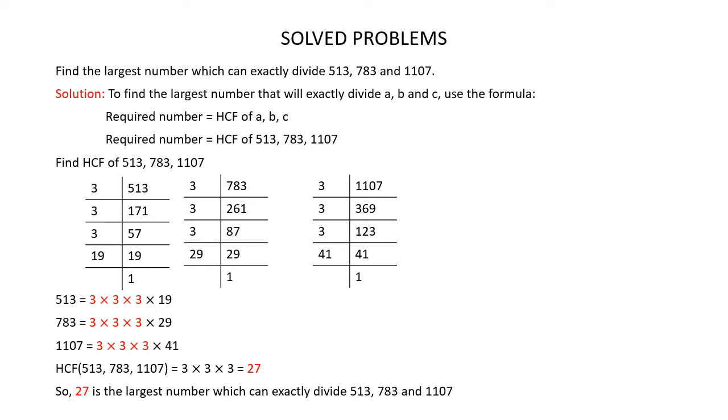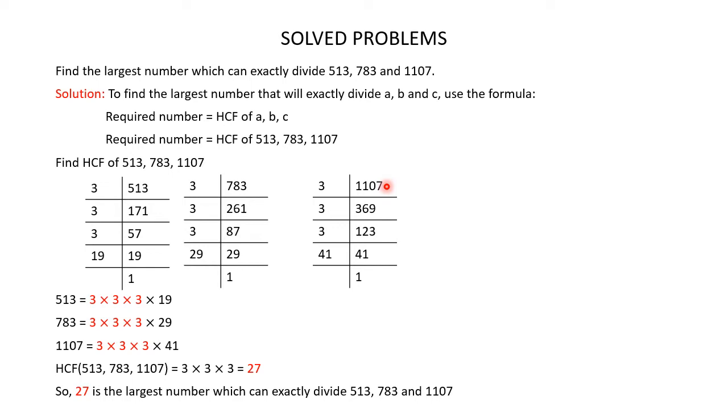Now let's find the prime factors of 783. 783 divided by 3 is 261. 261 divided by 3 is 87. 87 divided by 3 is 29. 29 divided by 29 is 1. So the prime factors of 783 are 3, 3, 3 and 29. Now 783 can be written as the product of its prime factors. 783 is equal to 3 multiplied by 3 multiplied by 3 multiplied by 29. Finally, let's find the prime factors of 1107.